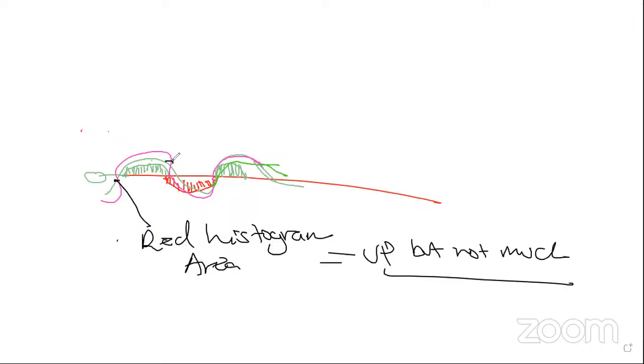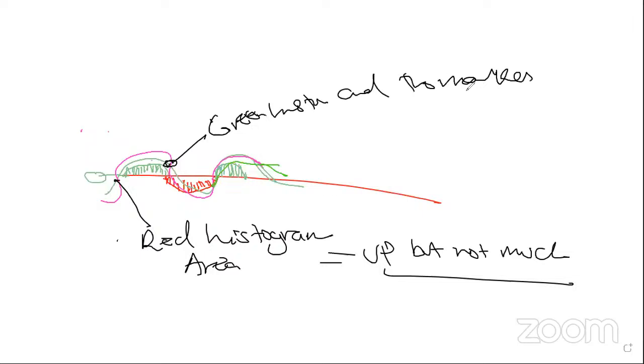When the crossover happens here in the green histogram area, and the market is going down, the market will go down, but not too much. But listen to me clearly.